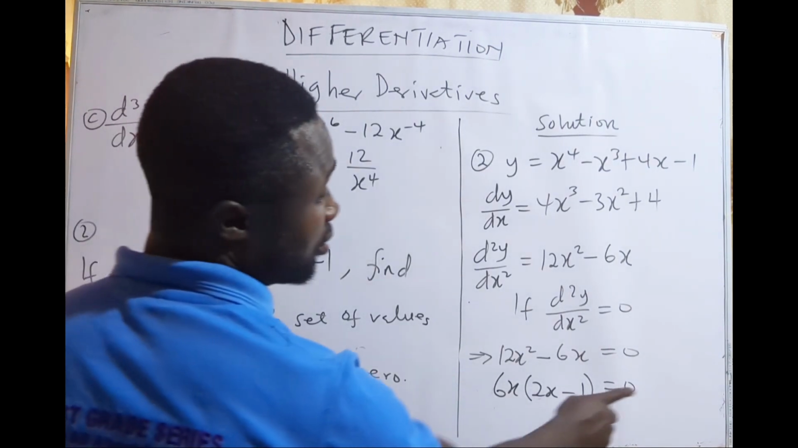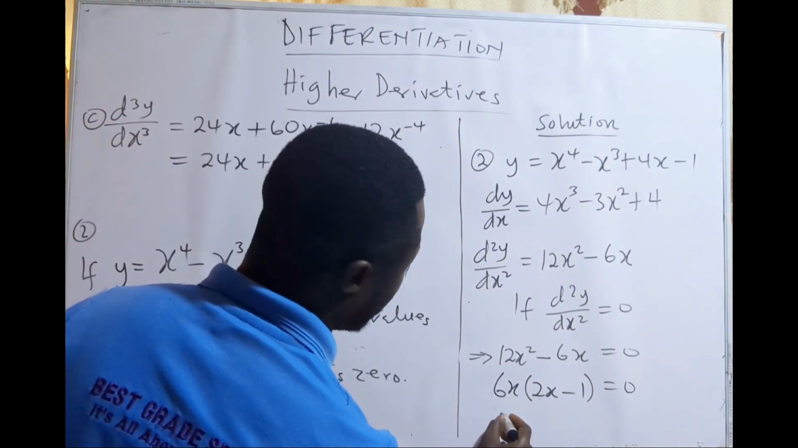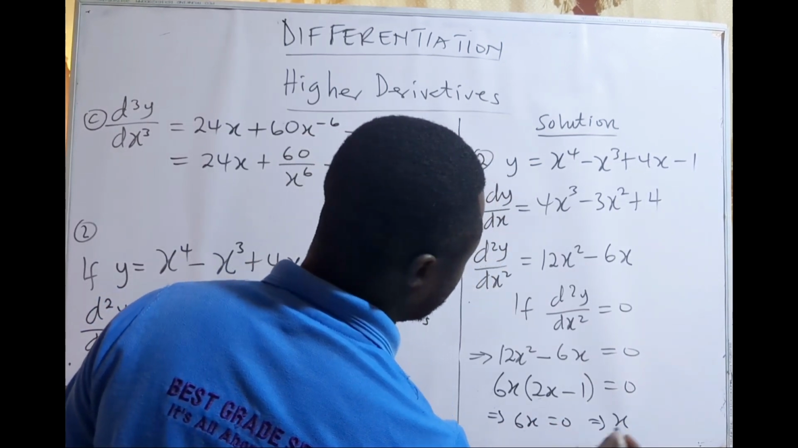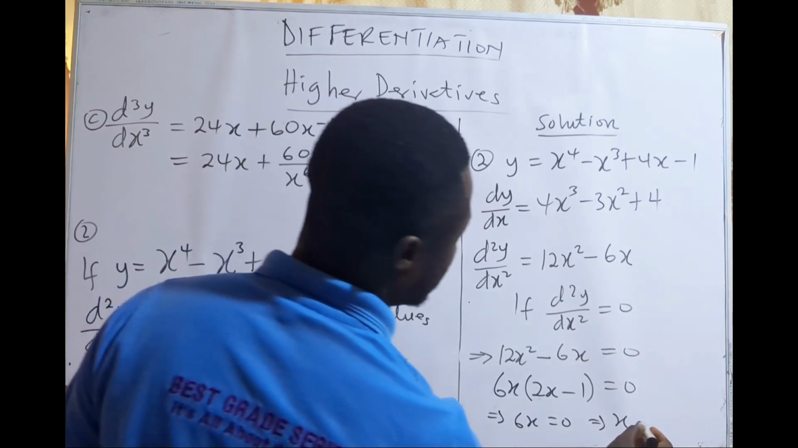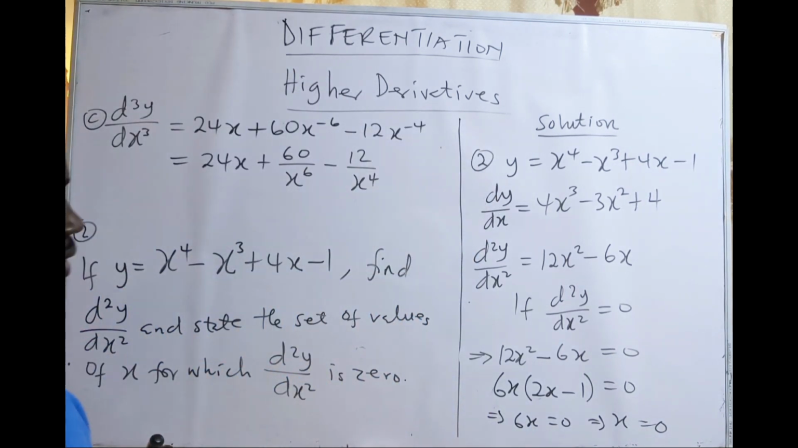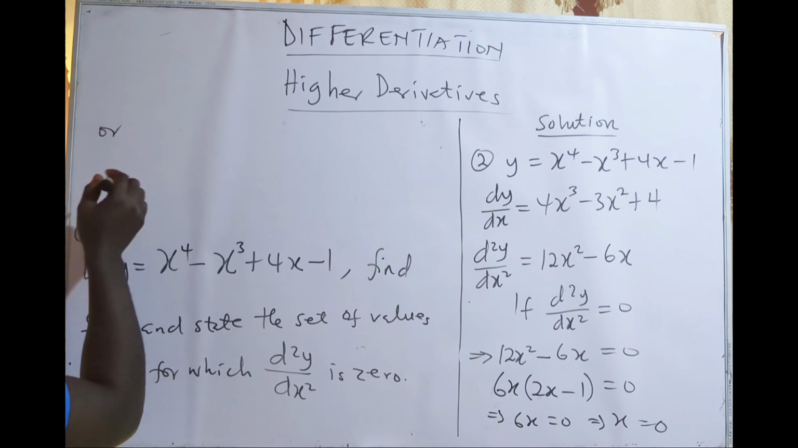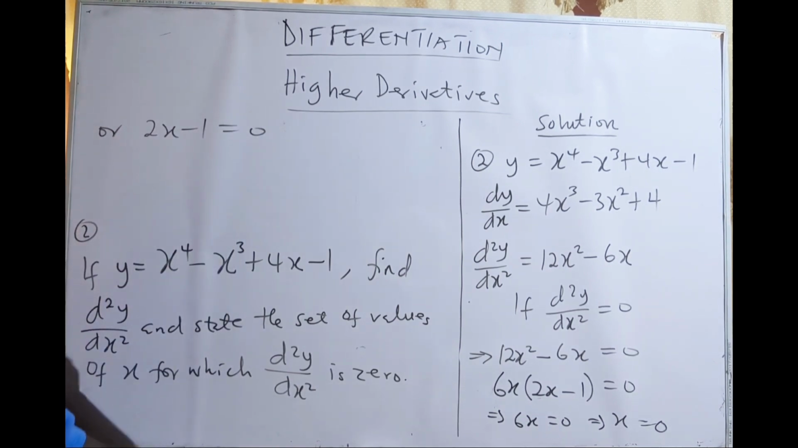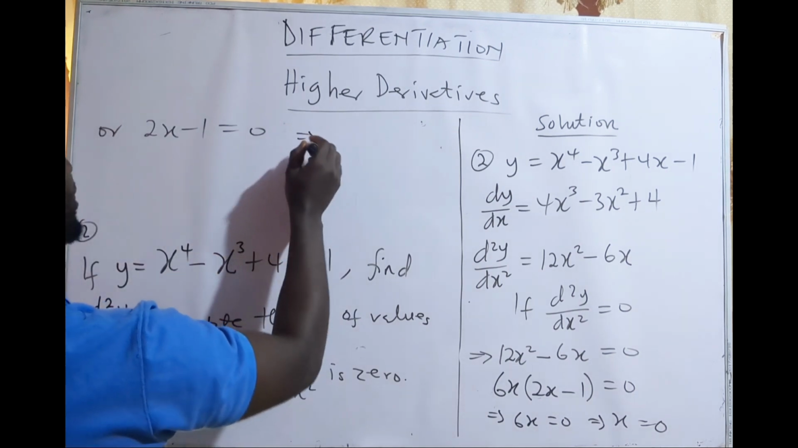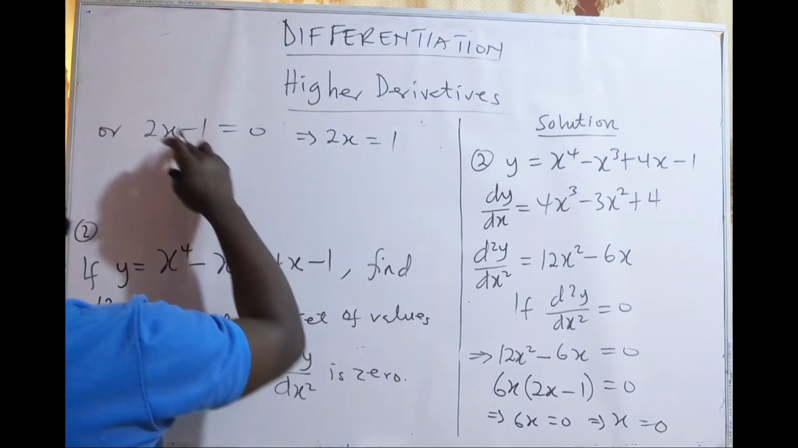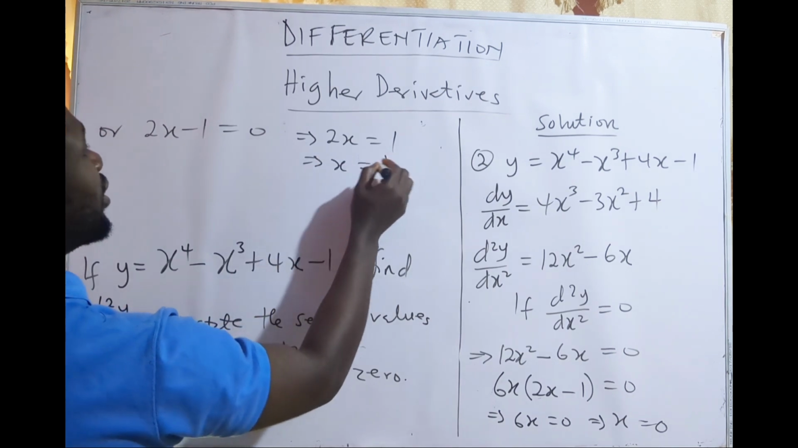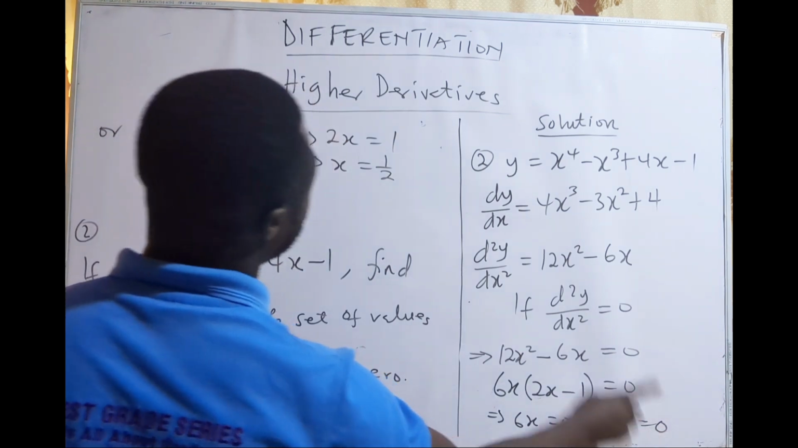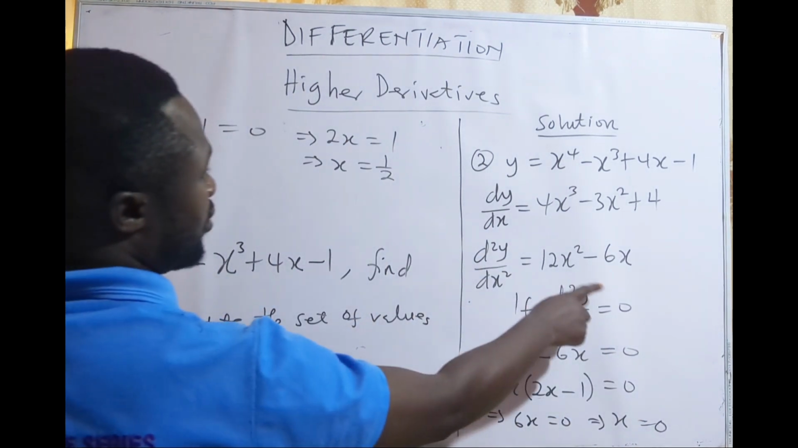So either 6x is equal to 0 or this is equal to 0. It implies that 6x is equal to 0. If 6x is equal to 0, that will be 0 divided by 6, so x will be 0. Or 2x minus 1 is equal to 0, which implies that 2x is equal to 1, and then x will be equal to 1 over 2. So our possible values of x are 0 or 1 over 2 if d squared y over dx squared is equal to 0.